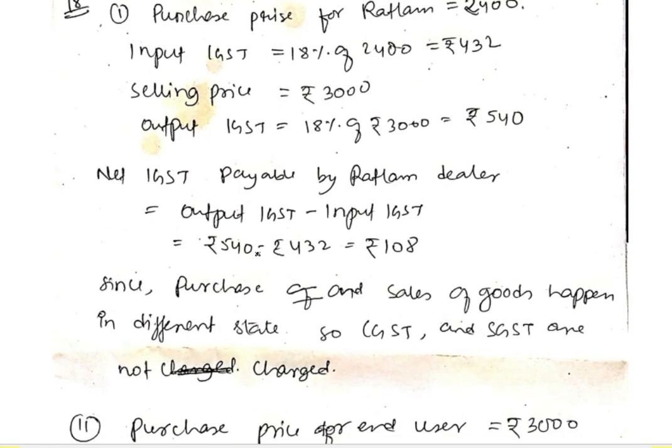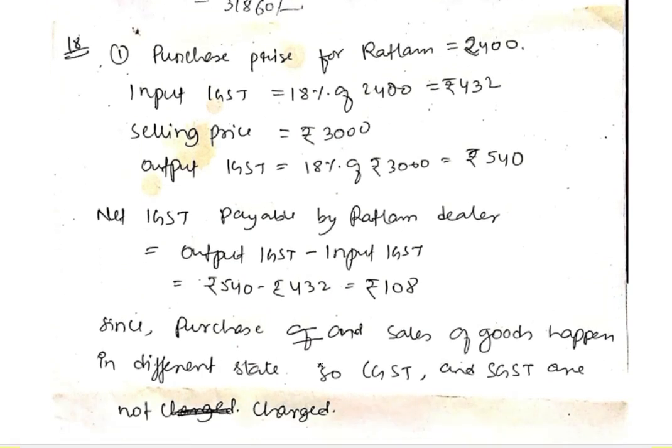Okay, so if you see now question number 18. A wholesaler of clocks in Jaipur, Rajasthan purchased a vintage clock for rupees 2000 and supplied it to a dealer in Ratlam for 2400. Again, this clock was sold by the Ratlam dealer to an end user at a price of 3000. Okay, so now you can make a mind map.